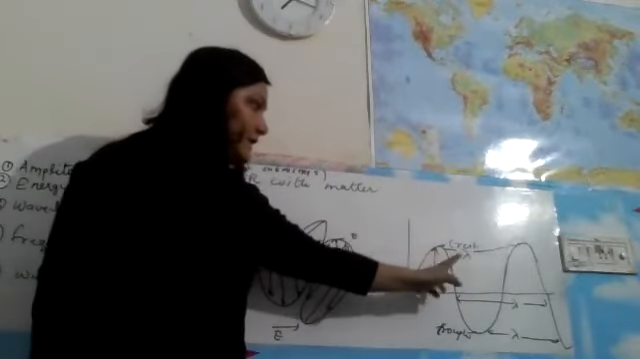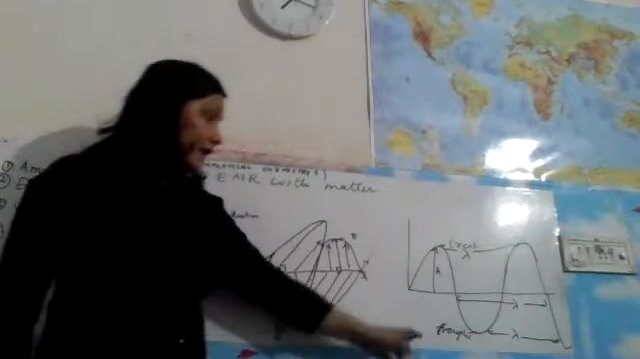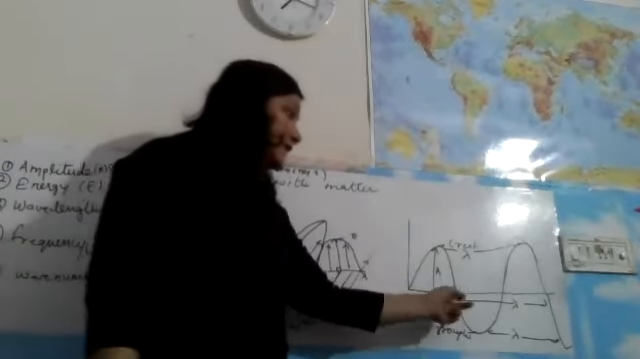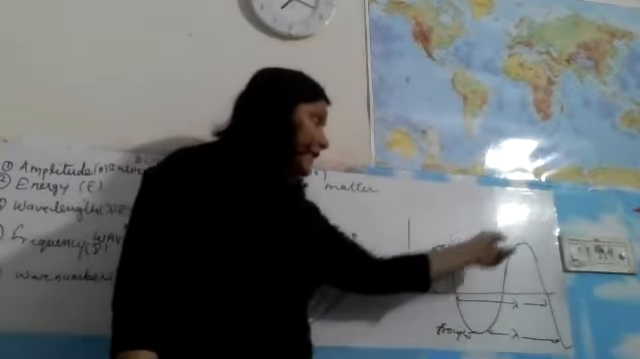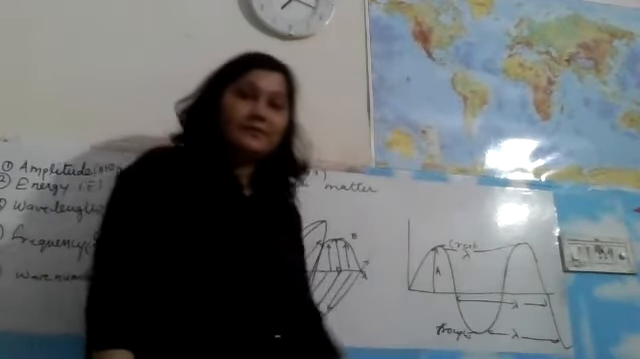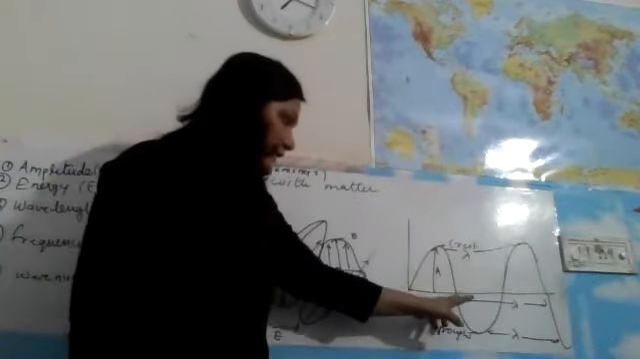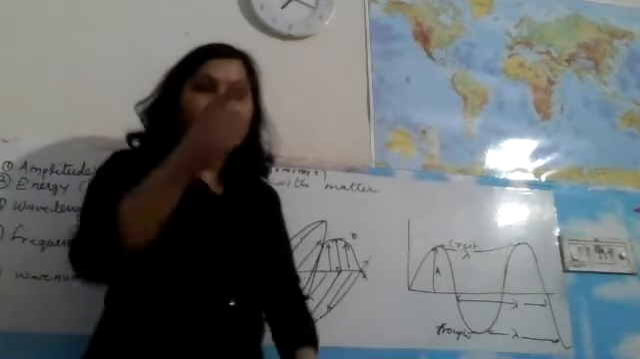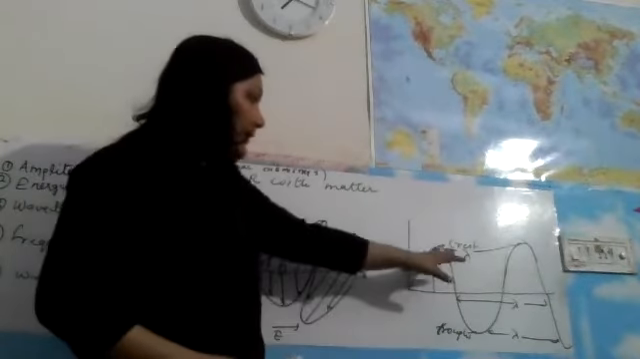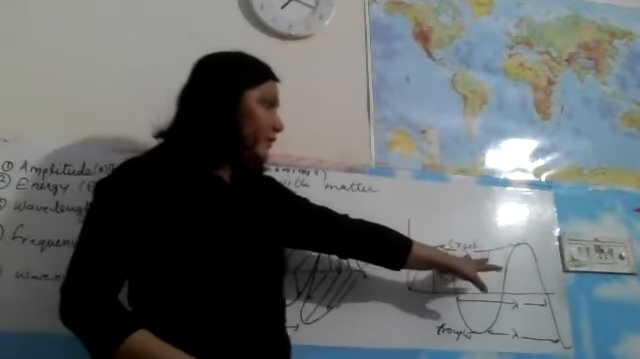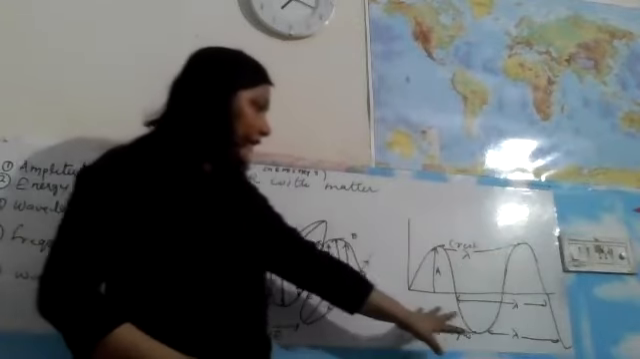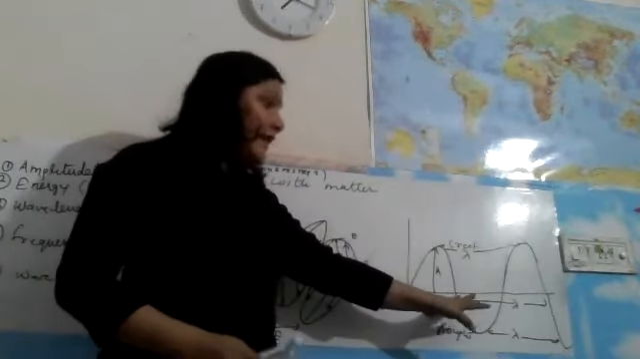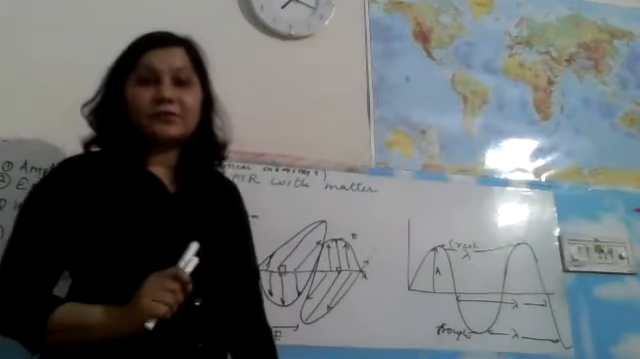Here the distance between the two crests is lambda. Here the distance between the two troughs is lambda. And here the distance when a wave completes a cycle. If we join these crest and trough, we will get a complete cycle, right? So lambda is the distance between the two consecutive crests, or the distance when a wave completes one cycle is known as lambda.